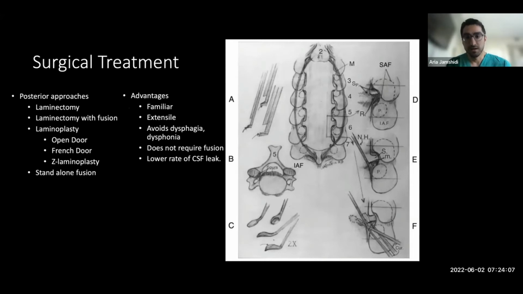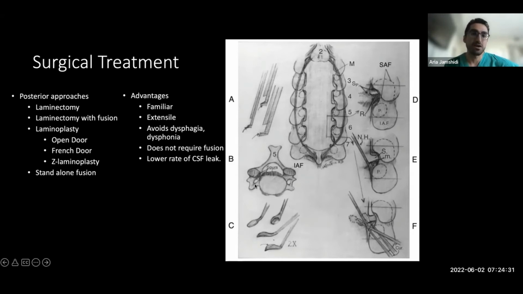In terms of the surgical treatment options posteriorly, things that have been offered in the past include laminectomy. However, this has, I would say, lost favor as of late. Laminectomy with fusion, laminoplasty, and the different types of laminoplasty like open door, French door, and then finally standalone fusion. This has been something that's been promoted by Atul Goel, who's a surgeon in India, that I'll briefly touch on as a possible treatment modality for these patients.